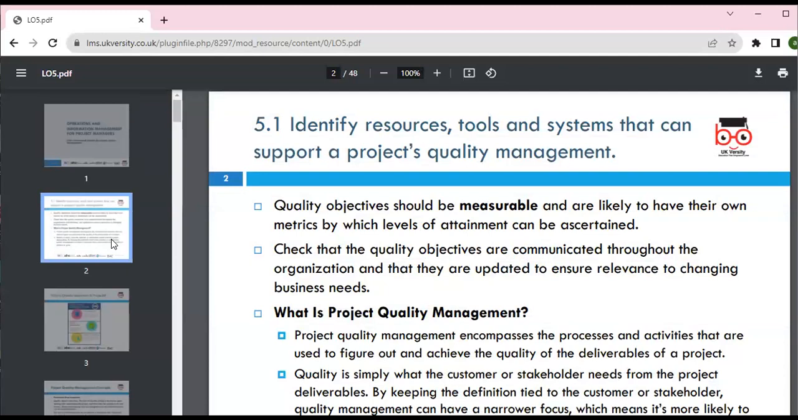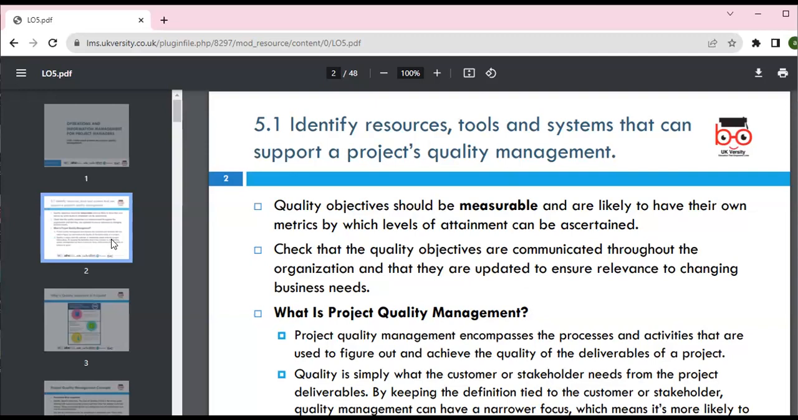So quality means what you're saying is the same thing you're doing, and you have documentary evidence. We call it quality. Organizations are likely to have their own metrics, and we can check the quality objective. Objective means the end result, what we really want to achieve, communicated throughout the organization and updated to ensure the relevance to changing business needs.